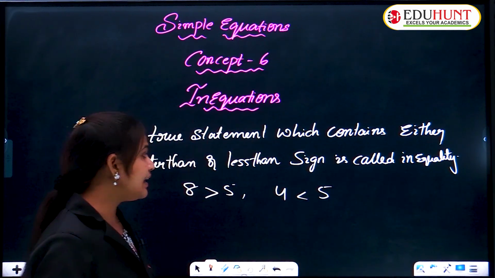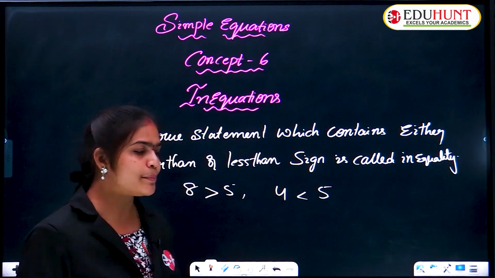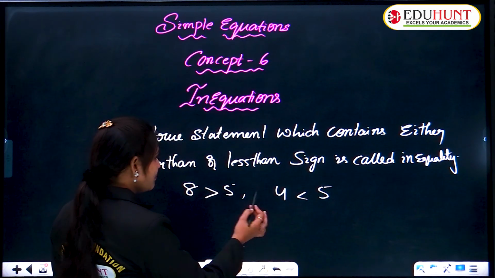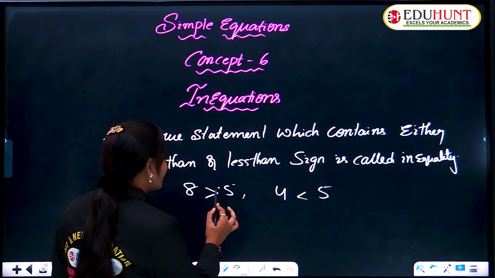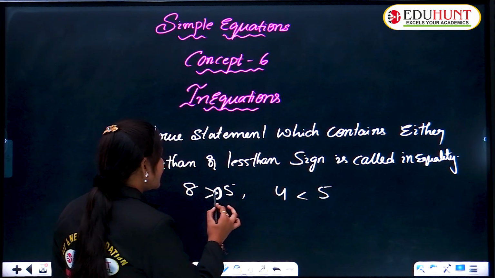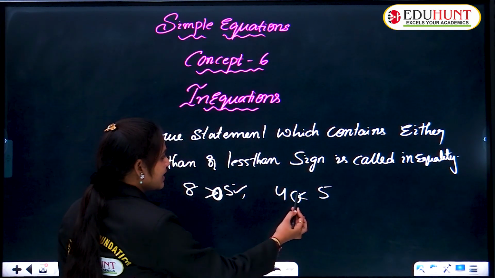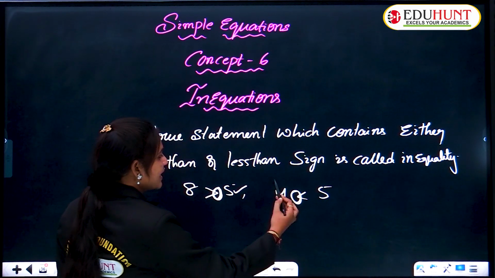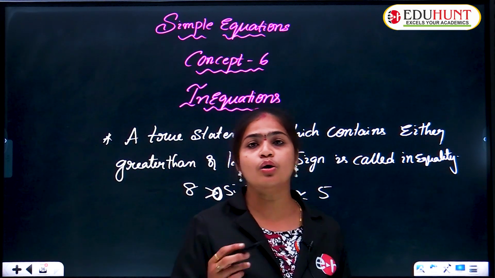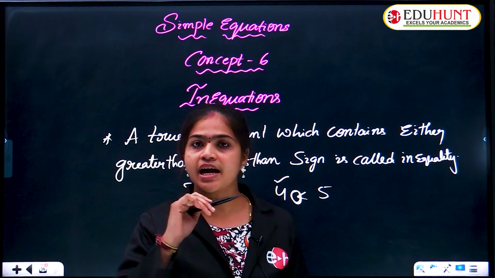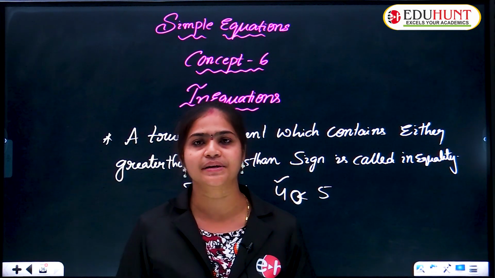Now, the inequality sign always shows a smaller quantity. Inequality sign means greater than and less than. That sharp edge is there, no? That one always shows the smaller number.